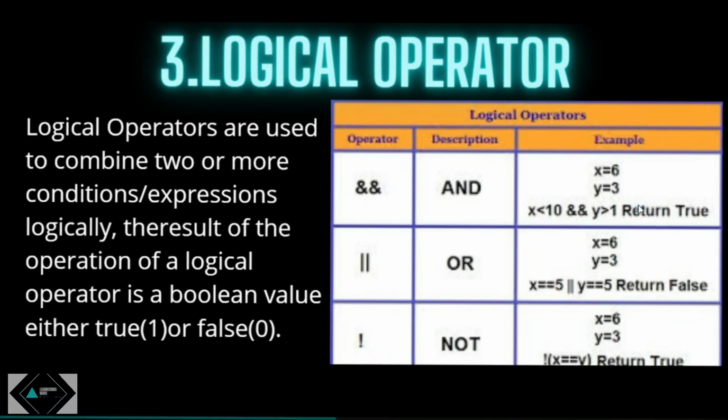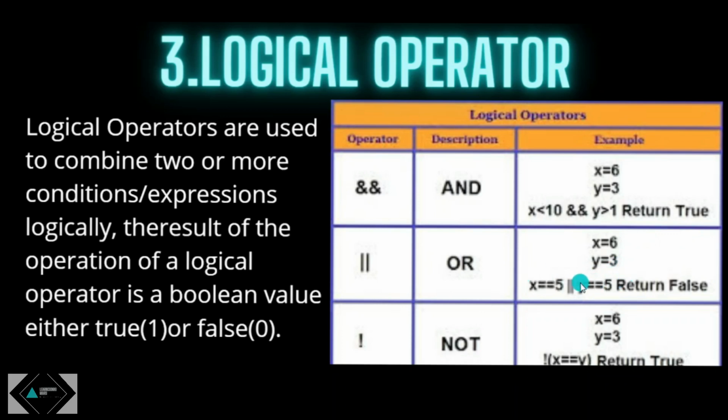These are the symbols used for logical and, or, and logical not. So now we look into the example. Here x is 6, y is 3. The condition is x is less than 10 and y is greater than 1. This returns true because 6 is less than 10, which is true, and 3 is greater than 1, so this is also true, so 1 and 1, so it returns true.